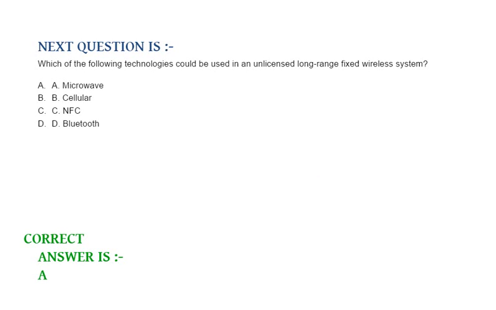Question is which of the following technologies could be used in an unlicensed long-range fixed wireless system? Option A microwave, Option B cellular, Option C NFC, Option D Bluetooth. Correct answer is option A.